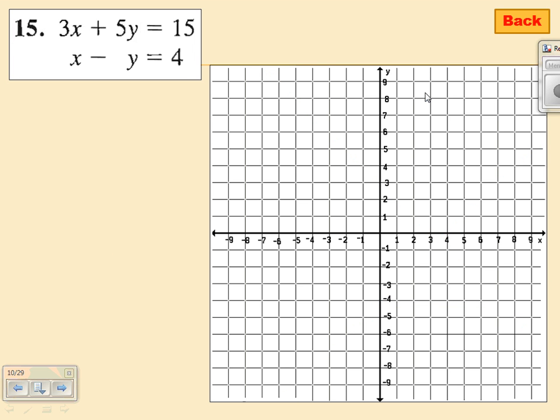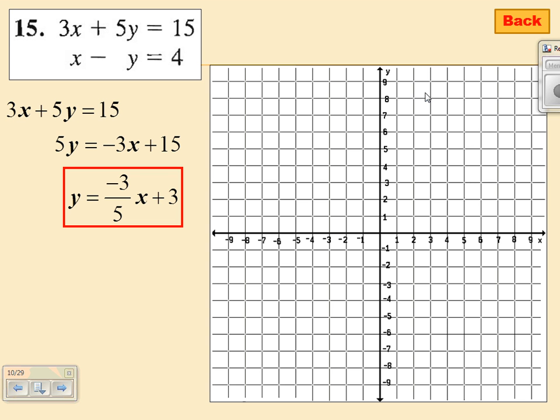For number 15, same thing we've done before. Get y by itself and write the equation in slope-intercept form. So subtract 3x from both sides, divide both sides by 5, and that's the equation in slope-intercept form for the first equation. And it looks like that.